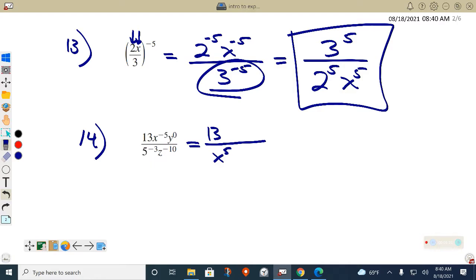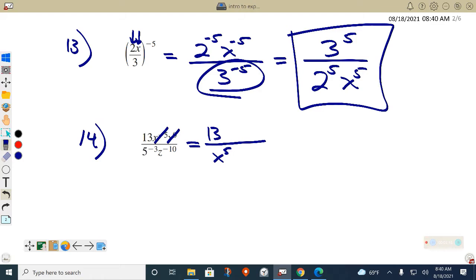Y to the 0 power becomes 1, but I don't even need to write 1. It's going to be just times 1, so there's no need. I trust you follow my thinking there. So this is gone. I took care of that.